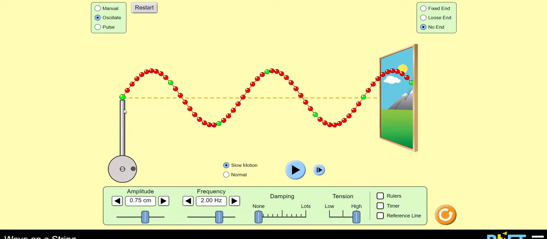Alright, so here's a quick question for you. We're back to looking at the simulation that we've been viewing throughout the video, except I've just made a slight tweak where I've bumped up the frequency to 2 Hz. It was previously at 1.5 Hz.